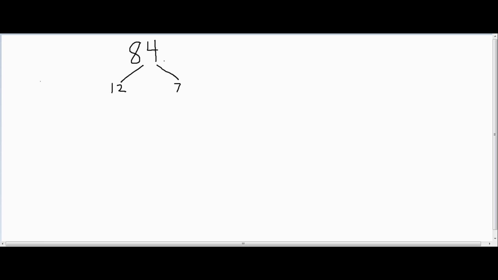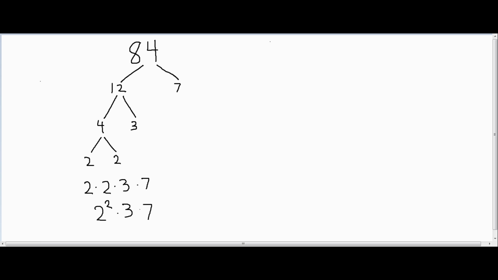Now you're going to go down each branch and keep factoring down that branch until all you're left with is prime numbers. Now 7 is already prime, so there's nothing more we can do there. 12 is not prime though, so we can keep factoring that, let's say as 4 times 3. And 4 is not prime yet, so we can factor that as 2 times 2, and now we're left with 2, 2, 3, and 7. So the prime factorization is just all those primes that you end up with multiplied together. And the preferred way to write that would just be 2 squared times 3 times 7.